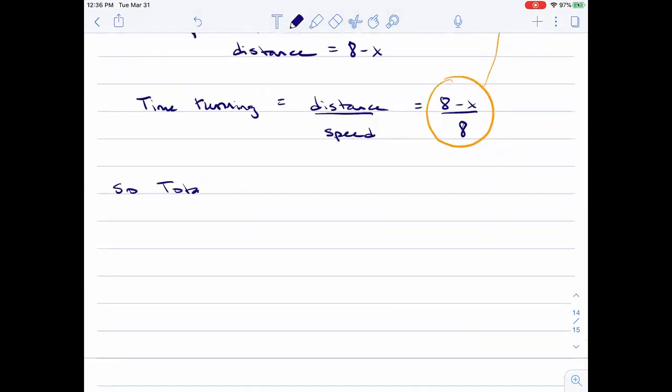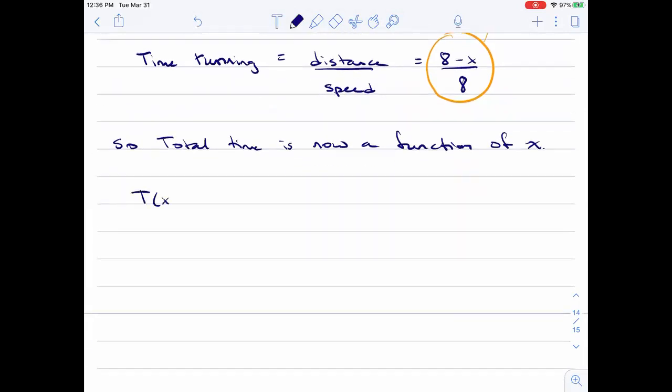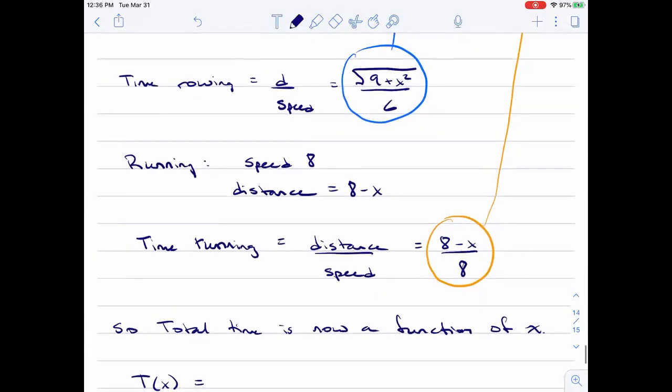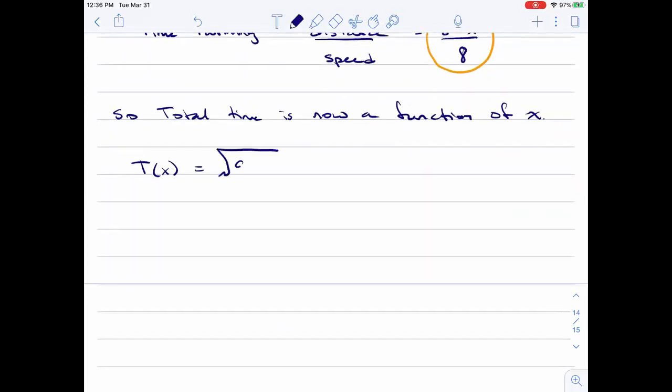So the total time is now a function of x, right? So we can write T of x, the time spent rowing, so the root of 9 plus x squared over 6, plus 8 minus x over 8.